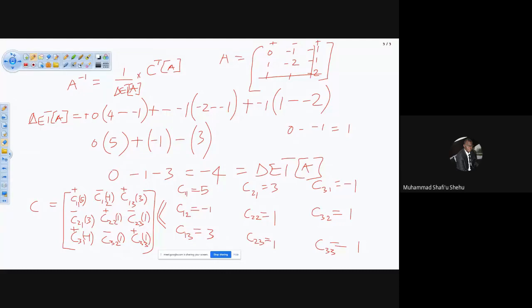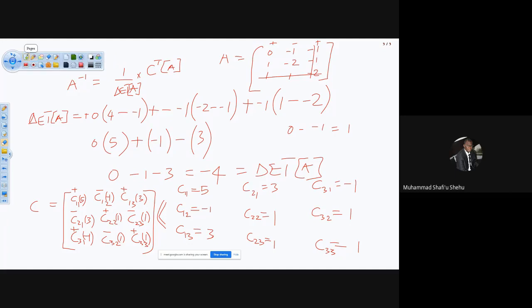So the next thing is to apply the sign in our cofactor matrix. If you look at the signs in our cofactor, in our first row we have plus, minus, plus. So we have to apply those signs to our values. So now let's do it.